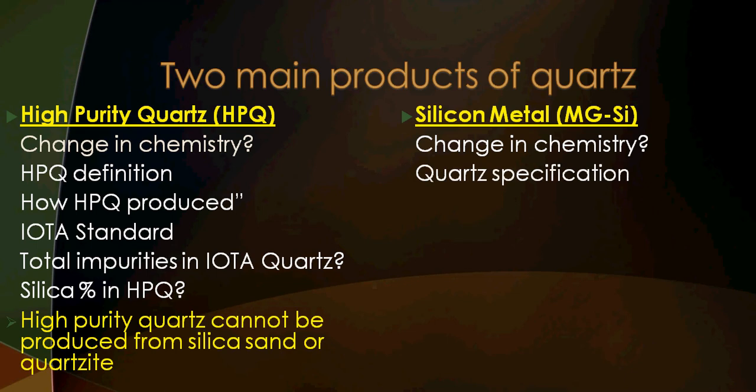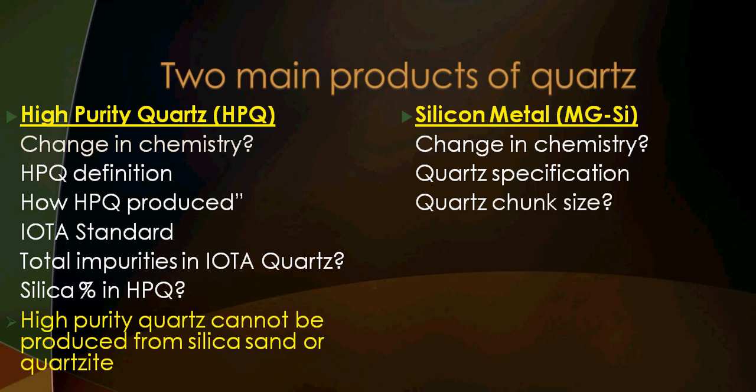The specification of quartz, in that case, to produce silicon metal: quartz is not very high purity. It is about 98.5% silica, but there are restrictions on the impurities. We have to check, say, the aluminum content, titanium content, alkali contents. So we cannot produce silicon metal from any quartz. There is a particular quartz with a particular chemistry that can be used to produce silicon metal.